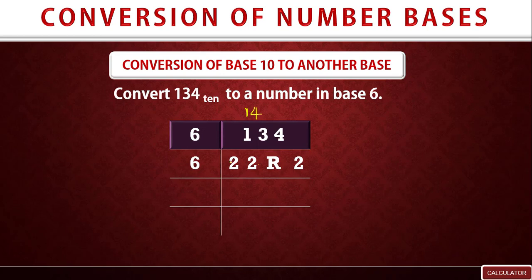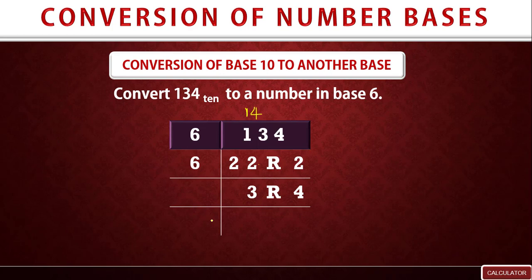6 in 2, 6 cannot go in 2. So we combine these two digits together, 22. How many 6 will go in 22? 6 will go in 22 in 3 places. So 6 times 3, that will give 18. So 22 minus 18, that will give remainder 4. Okay, the next thing to do now is to also divide through again. Divide this 32 by 6.